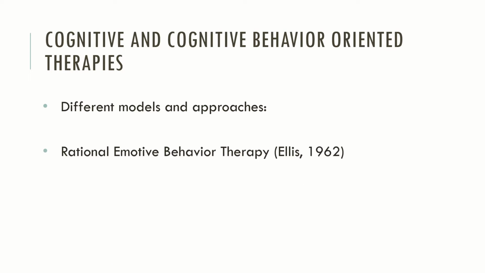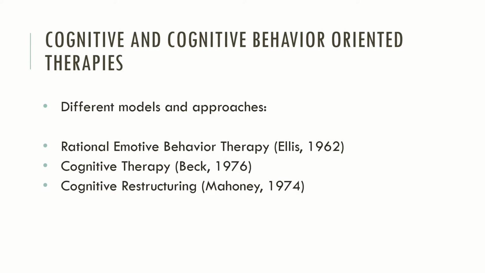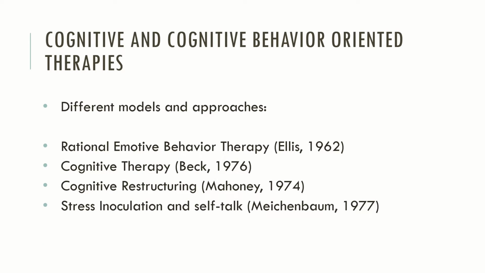The first is rational emotive behavior therapy from Ellis. The second, and the most popular, cognitive therapy from Beck. The third, cognitive restructuring from Mahoney. The fourth, stress inoculation and self-talk from Meichenbaum. And the last one, the concept of self-efficacy from Bandura.